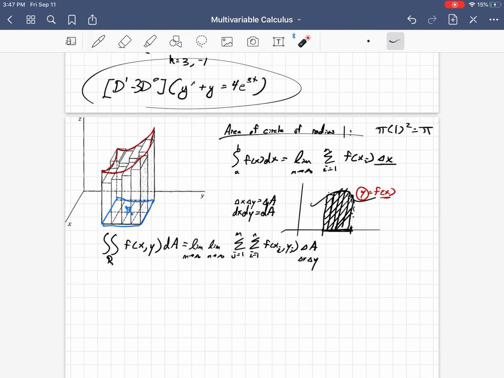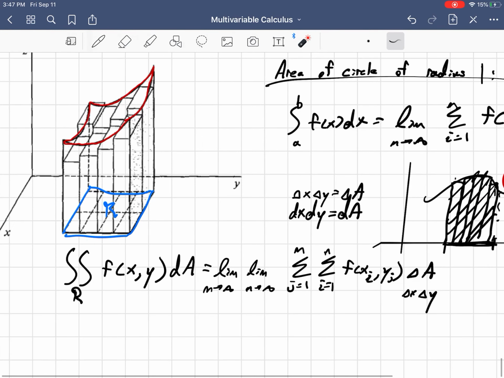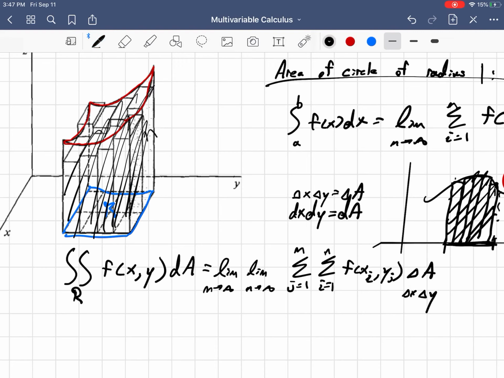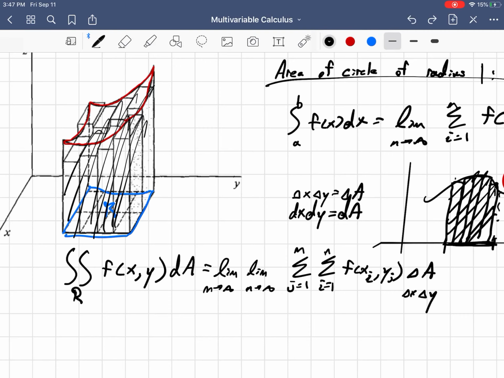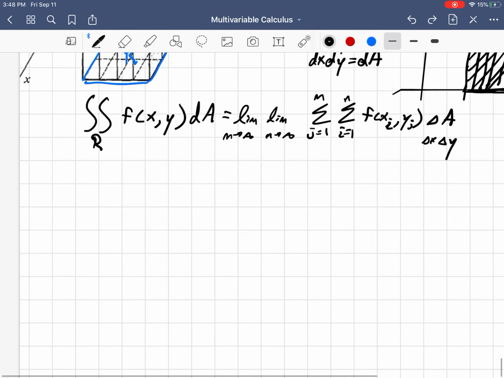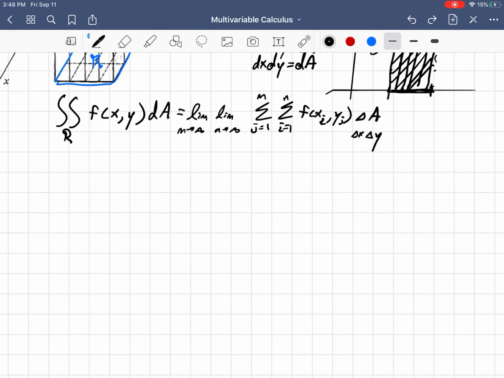It doesn't really matter. But so the red is the graph, the blue is what we're integrating over, and the black, the whole volume under the red contained within the blue, is the actual answer to our double integral. And that gives a volume under an area, just like how a single integral gave an area under a line segment.